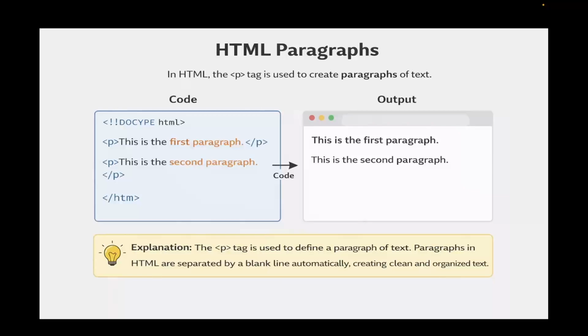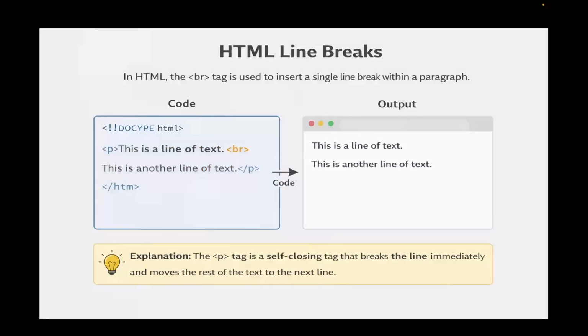Next is the HTML paragraph. Here the P tag is used to define a paragraph of text. So paragraphs in HTML are separated by a blank line automatically, which creates a clean and organized text. Then HTML line breaks, that is denoted by BR. That BR tag is used to insert a single line break within a paragraph. As we know, BR tag is a self-closing tag that breaks the line immediately and moves the rest of the text to the next line.